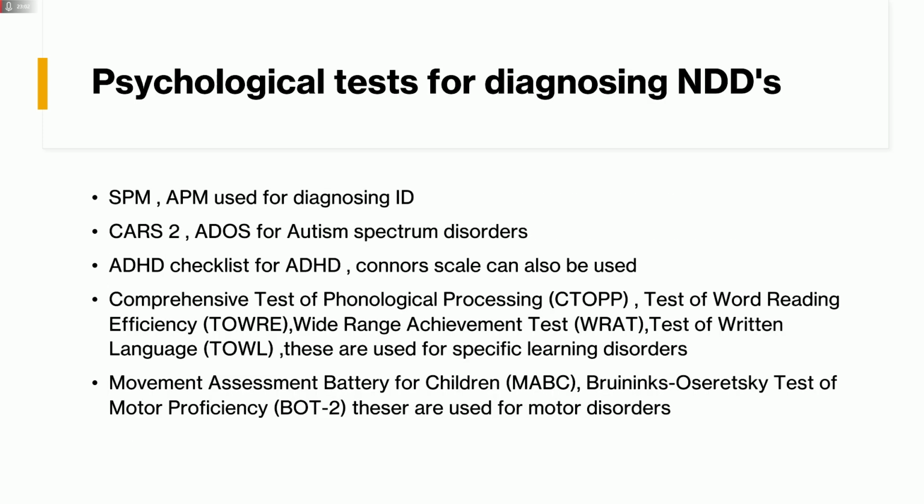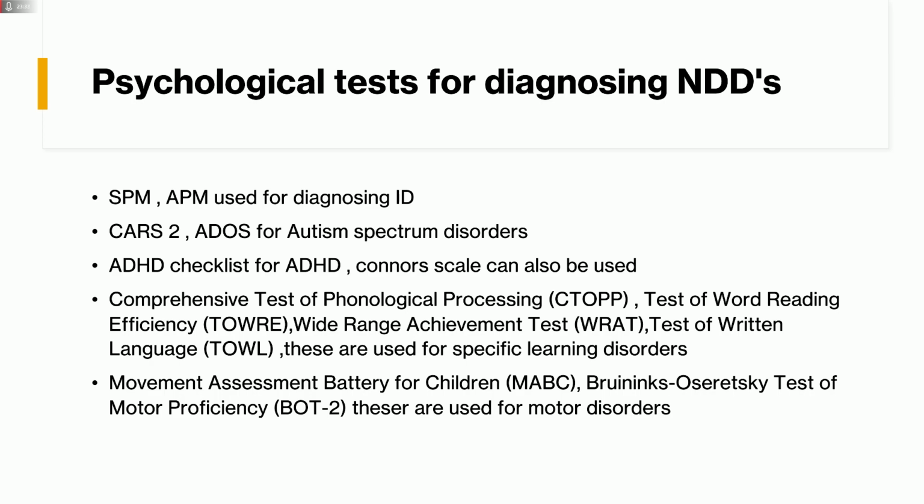Now, what psychological tests can we use for diagnosing the neurodevelopmental disorders? For diagnosing intellectual disabilities, we use SPM and APM, so standard progressive matrices and advanced progressive matrices. For autism spectrum disorders, we use CARS-2, Childhood Autism Rating Scale 2, or ADOS. We use one of these tests. ADOS is more modern and CARS-2 is a little bit older, but both can be used for autism spectrum disorders.